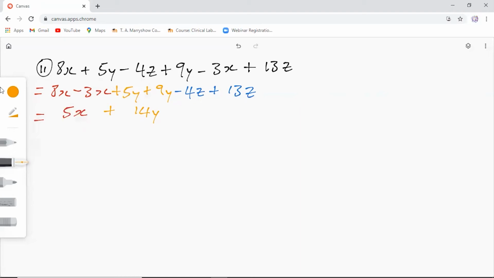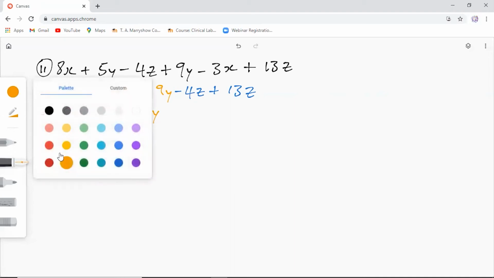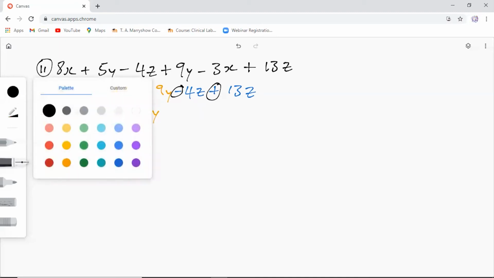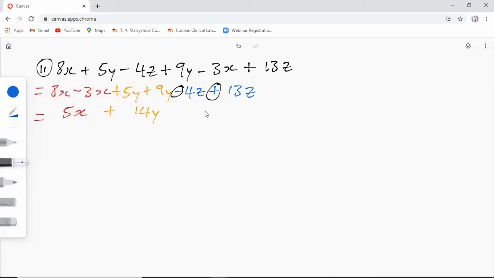Then finally we have negative 4z plus 13z. The signs are different. We have a negative sign here and a positive sign here. So we subtract the smaller number from the larger one. 13 subtract 4 is 9. We bring down the z, so 9z, and we keep the sign in front of the larger number, which is plus. And we cannot simplify this any further.